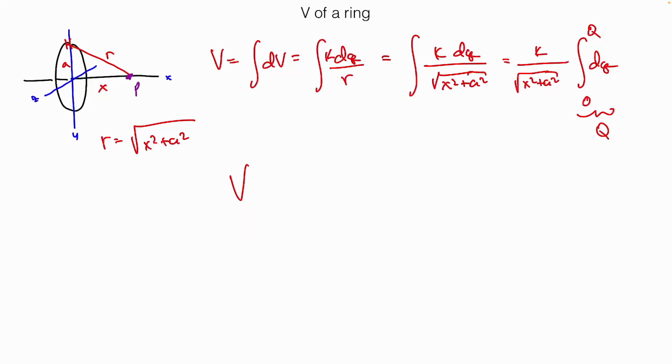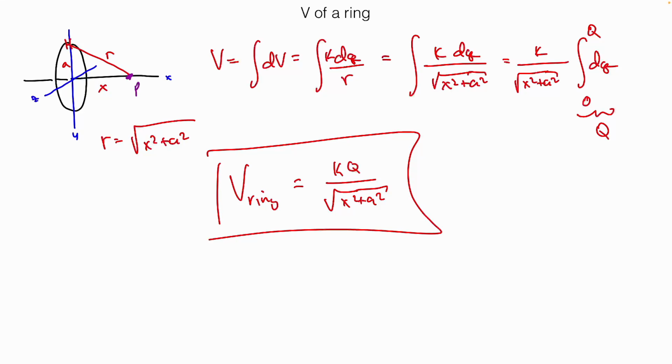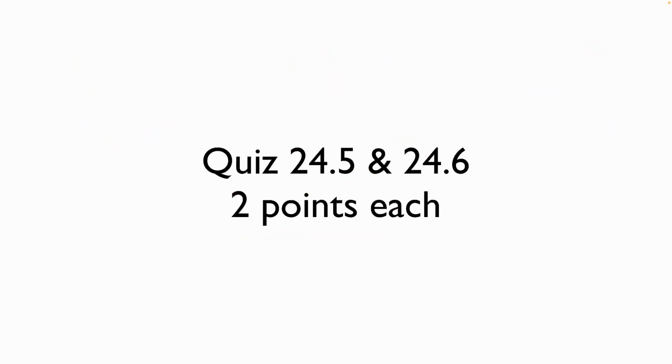So that means that the potential of a ring of charge on the central axis is going to be equal to kQ all over the square root of x squared plus a squared. I mean, I did an integral, but I didn't really do an integral. I integrated q from 0 to Q. Yay! So there we go. Got a ring. What's next? Quiz! Are those the right numbers? Yeah? Okay.